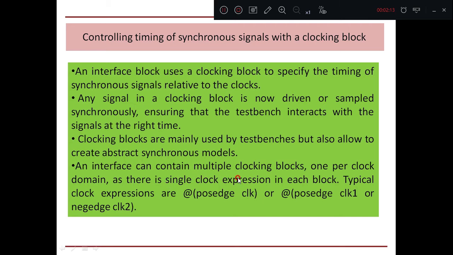An interface can contain multiple clocking blocks, one per clock domain, as there is a single clock expression in each block. Typical clock expressions are at the posedge of clock 1 or maybe at the negedge of clock 2. Now how can this clocking block be used?